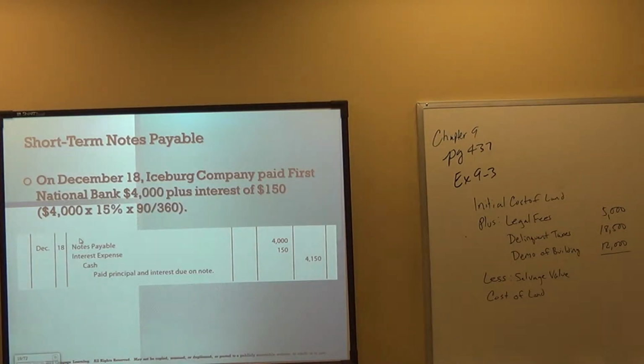So December 18th, Iceberg Company paid First National Bank the $4,000 plus the interest of $150, which is the 15% for 3 months. So as a part of that, we have our notes payable again. We remove that. Interest expense increases because now we're paying that. And then we have a cash outlay of $4,150 because we have to pay all of that back. So hopefully we've done some good things with that $4,000 over that 90 days.